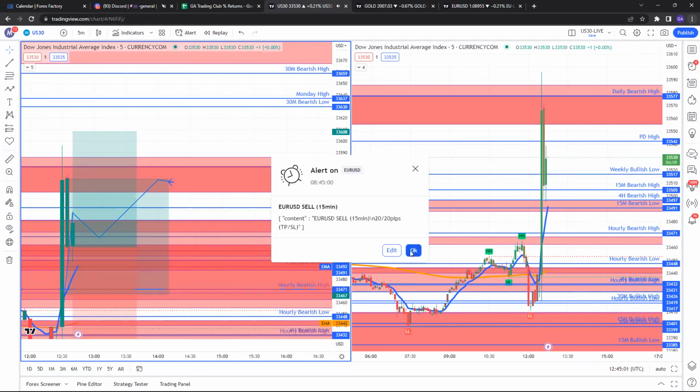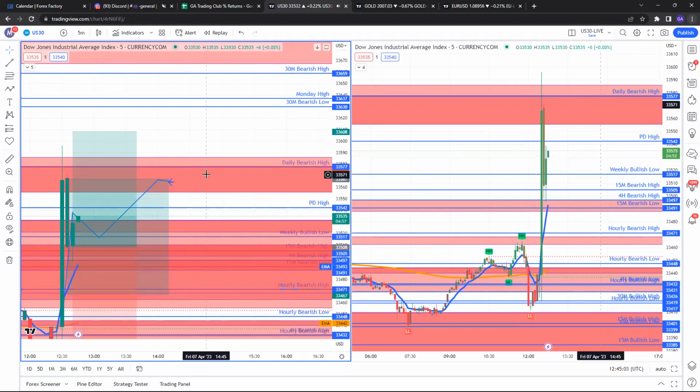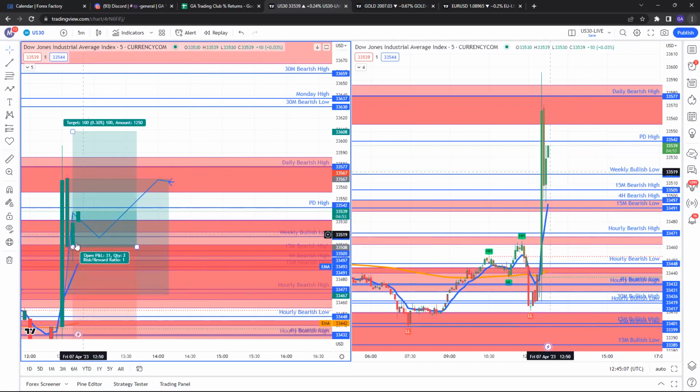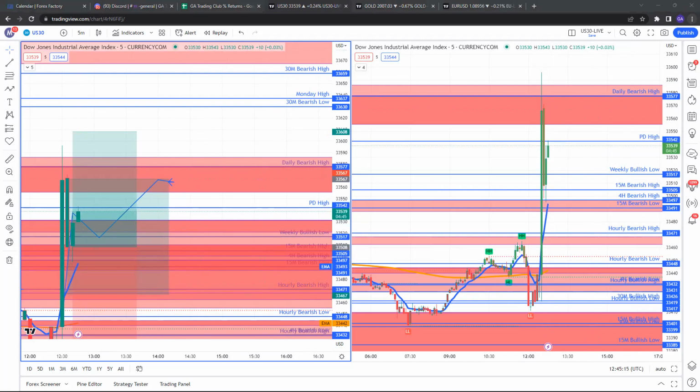at 33,517. But you see right now we're closing above the weekly bullish low on the 5 minutes. So I do expect US 30 to keep pumping. And there you go. What is that? It's 40 pips in profit.